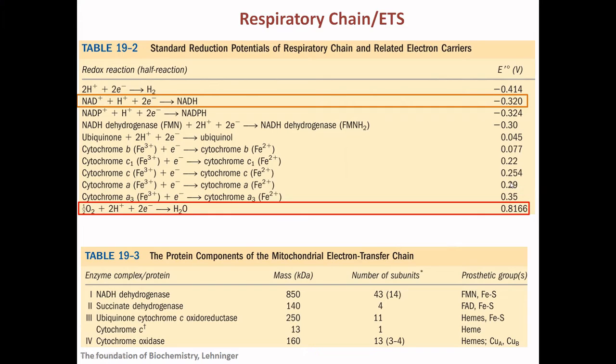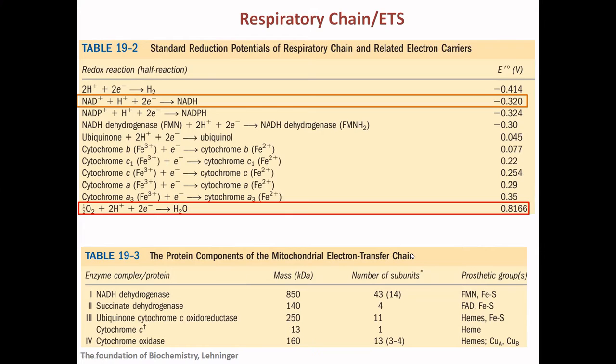The more reduction potential means the molecules present on the lower side of this table have more ability to accept an electron. And if the reduction potential is increasing, it means the oxidation potential is decreasing. So the molecules present here have the tendency of releasing the electron. This will be discussed in one of the following slides. So remember that the NADH reduction potential is minus 0.320, and the reduction potential of the oxygen atom is 0.8166.